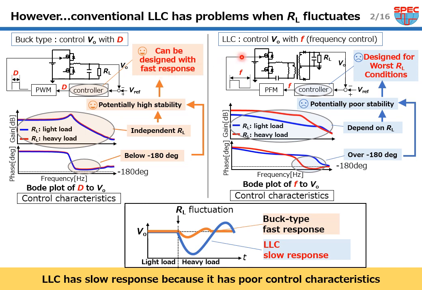On the other hand, the LLC control system is here, and it controls VO with the operating frequency. And here is a Bode plot. As you can see from this figure, the characteristics depend on RL. Moreover, the phase delay is over minus 180 degrees. So, the LLC converter has potentially poor stability. That's why the controller has to be designed for worse RL conditions. Because of the above reasons, when load fluctuations occur, the buck-type has a fast response, while the LLC has a slow response.